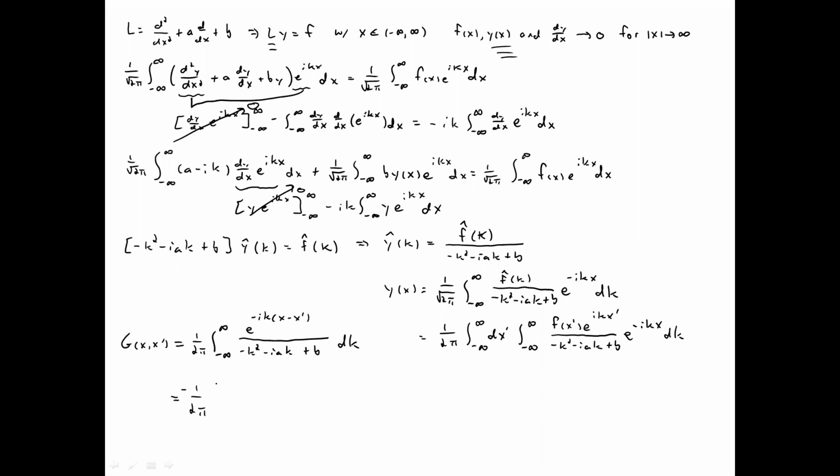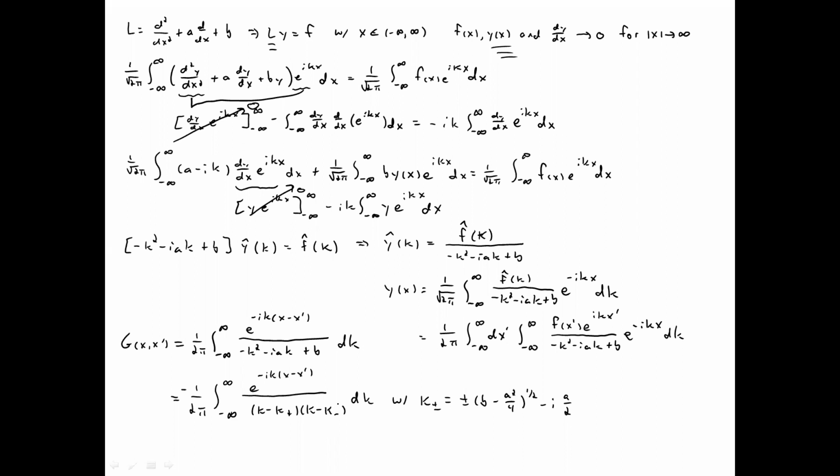But let me first rewrite this in the following fashion. I can write this as minus 1 over 2 pi, integral from minus infinity to infinity, e to the minus ik (x minus x prime) over (k minus k plus) times (k minus k minus) dk, with k plus and minus equal to plus or minus the square root of b minus a squared over 4, minus ia over 2. So no, that's not at all obvious, but you can massage it out of that by actually working backwards.